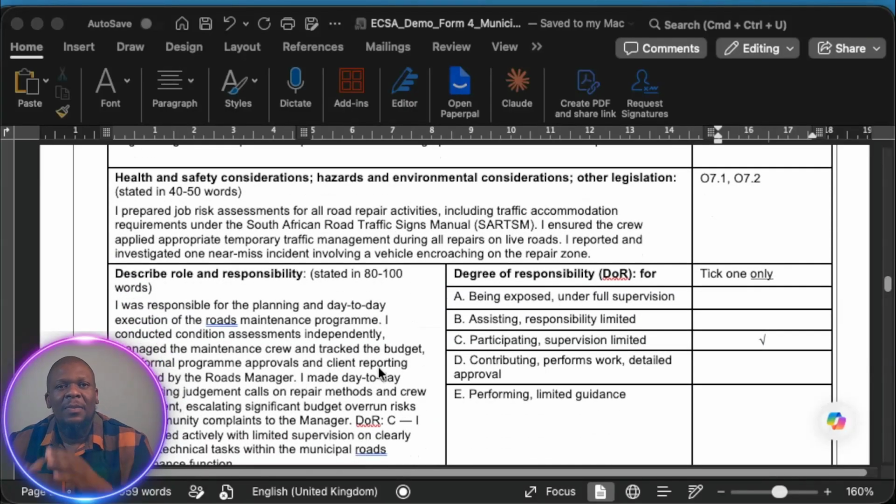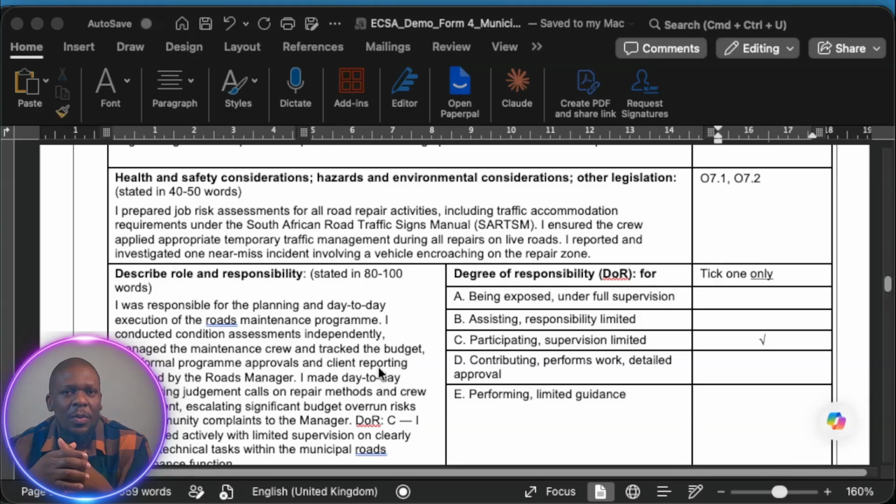Then the last part is to describe your role and responsibility. I was responsible for planning and the day-to-day execution of the road maintenance program. That is your role. I conducted condition assessments independently. I managed the maintenance crew. I tracked the budget with a formal program approved by your supervisor and reported to the client. In this case, your supervisor is your client.